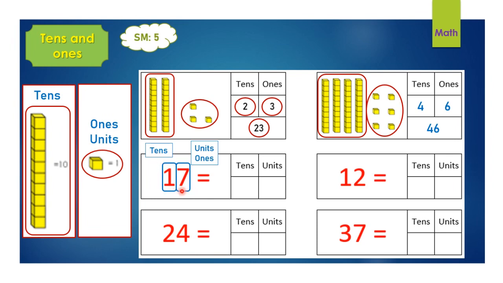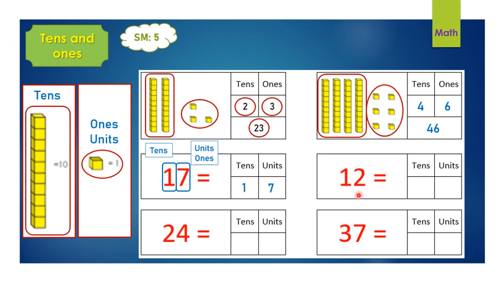So here, which one is in the units place? 7. Excellent. So here in units I write 7. Now, how many tens do we have, or which number is in the tens place? Excellent. It's 1. So now the number 17 has 7 units and 1 ten. What about the next number here? Can you do it by yourself?